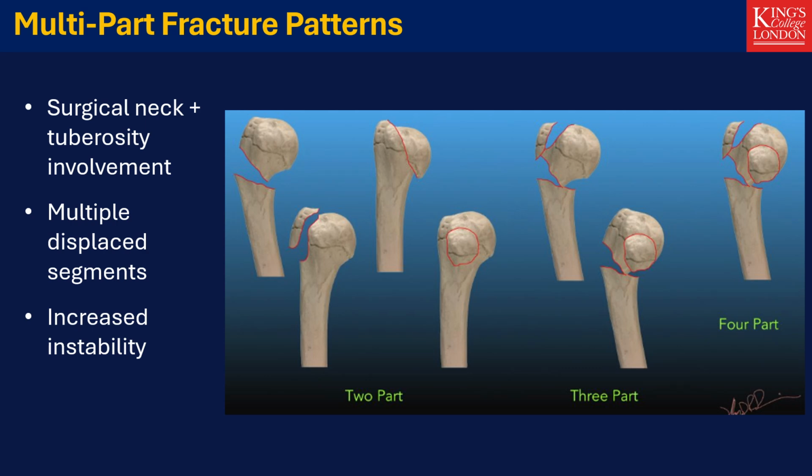Multipart fractures involve the surgical neck and one or both tuberosities. Instability increases as more segments are displaced. Describe each fracture individually: head, shaft, greater and lesser tuberosities. Radiographs will define alignment. CT clarifies comminution when needed. These examples illustrate 2, 3, and 4-part patterns in the Neer classification.